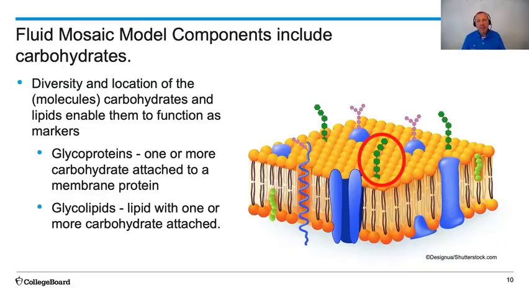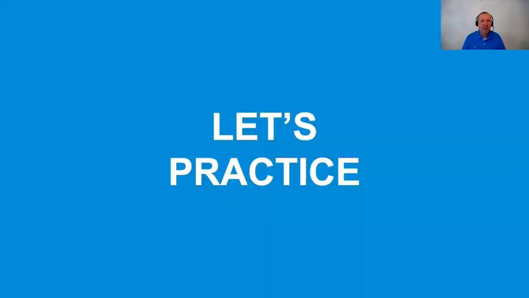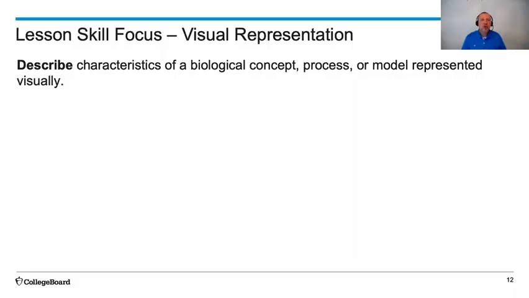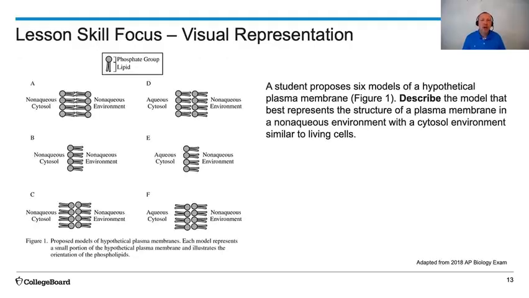So with that being said, let's practice what we learned today. The skill we're going to focus on in this lesson today is visual representation. You're going to describe the characteristics of a biological concept, process, or model represented visually. So let's start. I'm going to have you pause your video, make sure you analyze the figure as you read the question, and then jot down your answers. When you are ready, push play again, and we'll go over the answer.